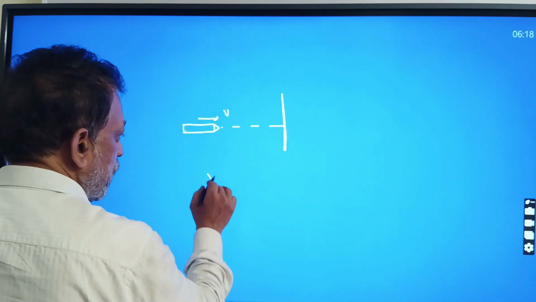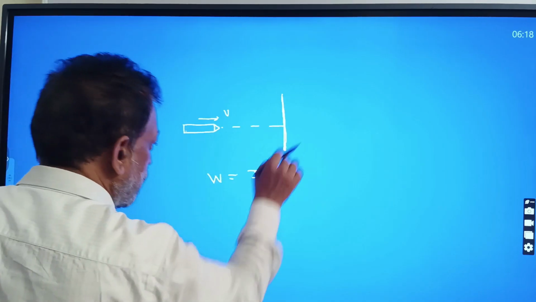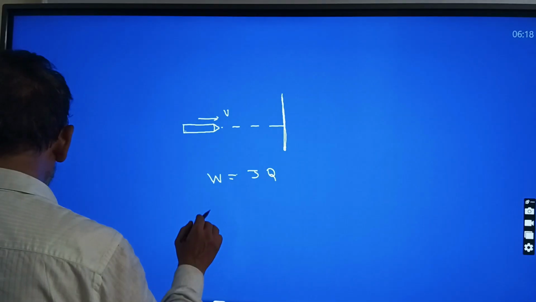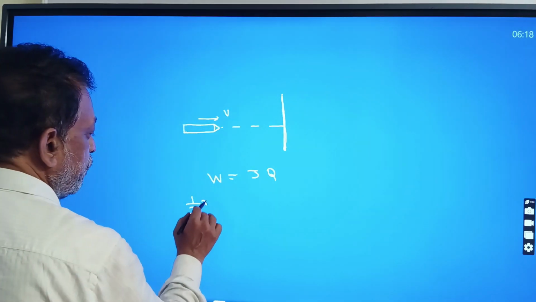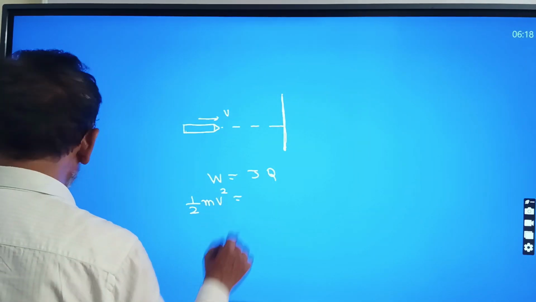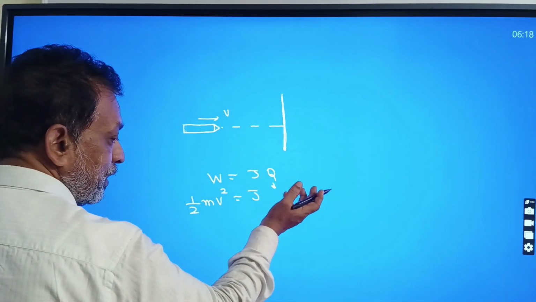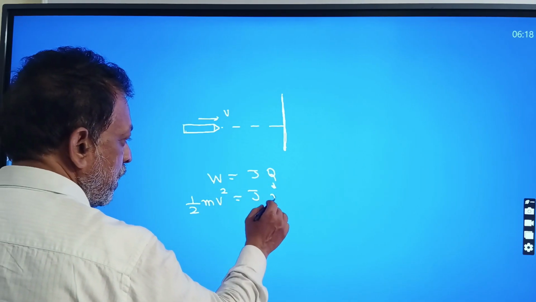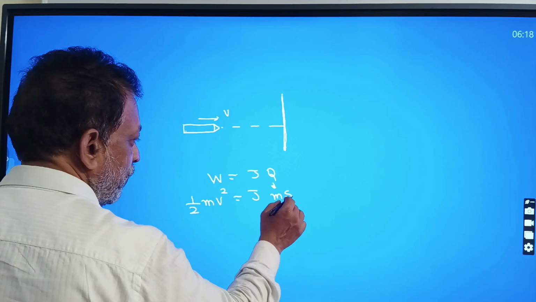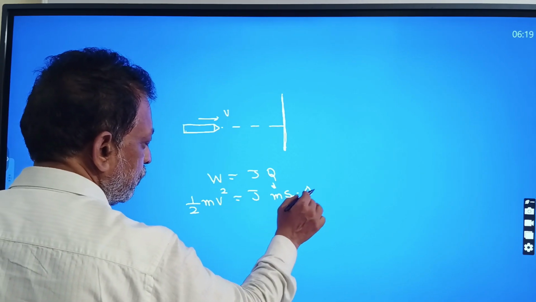So that means work done W is equal to JQ, the formula. This is the work done. What type of work done? Kinetic energy. What is kinetic energy? Because of the velocity, half m v square is equal to J Q. So what happened? The temperature and the heat also increase. That is Q is equal to m s delta T. What is the s? It's generally copper, into delta T.